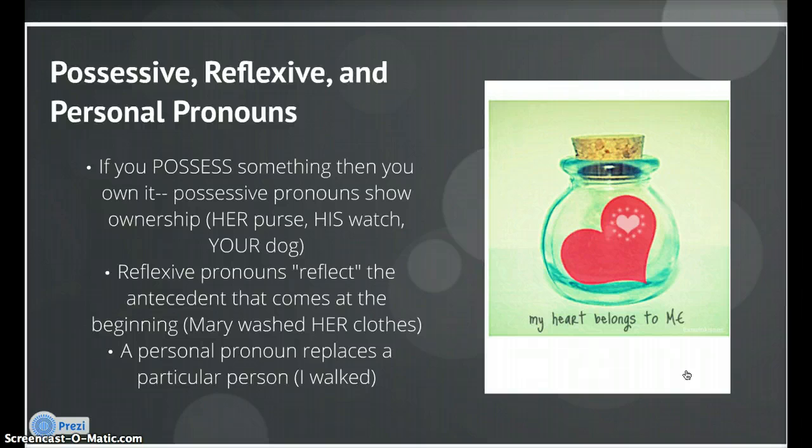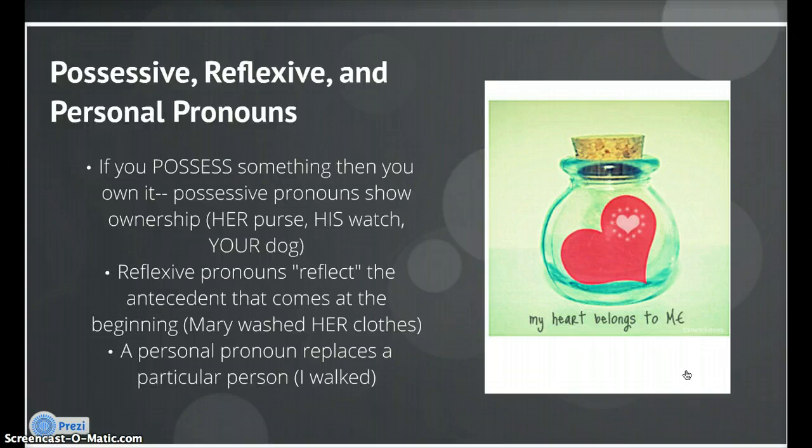There's 3 types of pronouns that we're going to discuss this year. They're possessive, reflexive, and personal pronouns. A possessive pronoun usually is discussing something that you own. If you possess something, then you own it. So, therefore, possessive pronouns show ownership.